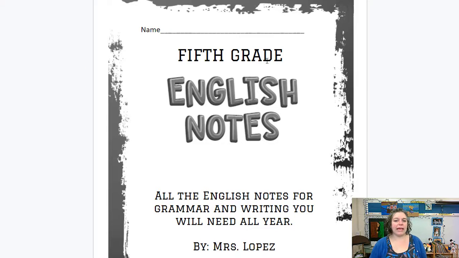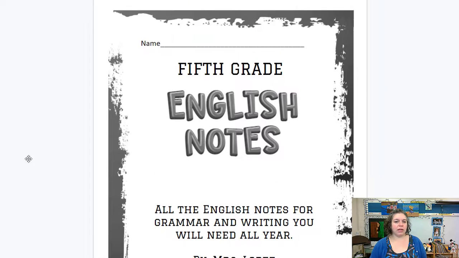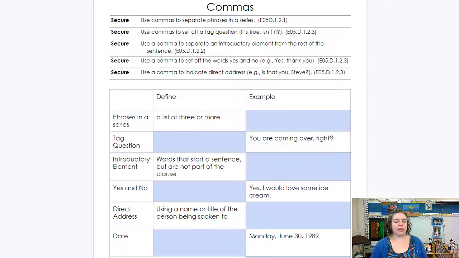Today we're going to work in our English notes, and in our English notes we'll open to page 27 to work on commas. So commas have a lot of rules, and we're going to go over what all of these rules are for commas. So the first rule for commas that we'll focus on is phrases in a series.